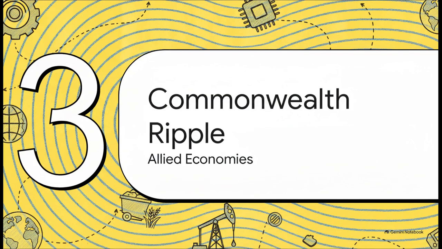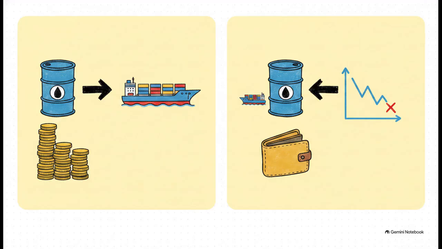Section 3. The Commonwealth ripple. This is where the ripple effect gets really fascinating because it looks incredibly different depending on where you actually live. We can generally split these Commonwealth nations into 2 distinct camps: the energy exporters, like Canada and Australia on one side, and the energy importers, like the UK and New Zealand on the other.